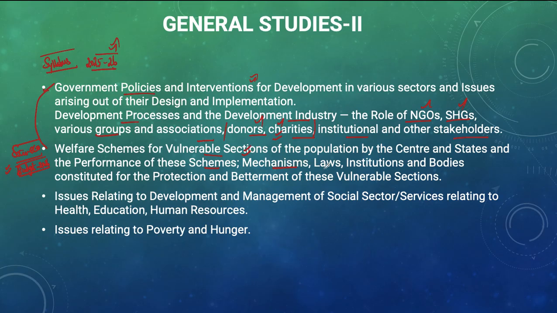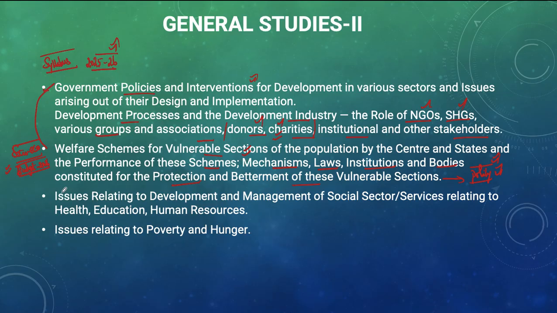There are the mechanisms, laws, institutions and bodies constituted for the protection and betterment of these vulnerable sections. Basically, some of these we would have studied in GS polity, Lakshmikanth. While studying that, students, like the various commissions, whatever you have studied, like constitutional and other non-constitutional bodies, like protection of child-related bodies, and some of the commissions, like the National Commission for Women, whatever we have read related to the polity segment of the syllabus, you can relate it here. But we need to collect other current affairs related updates and value additions also in this aspect of the syllabus.